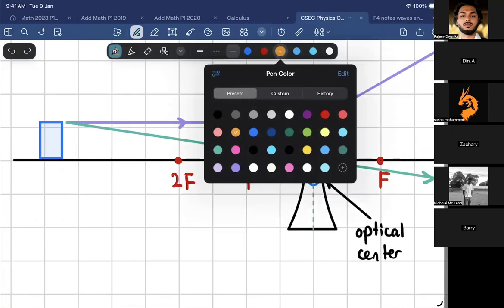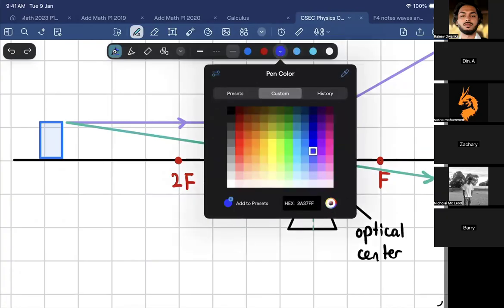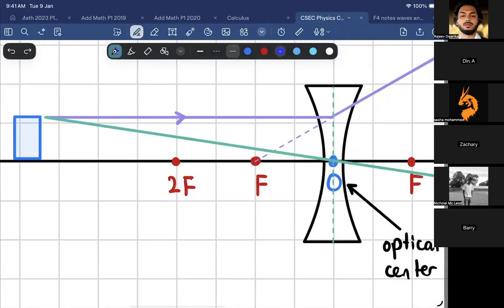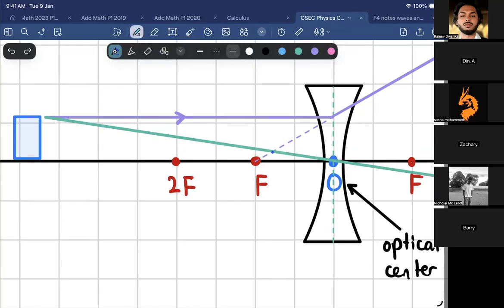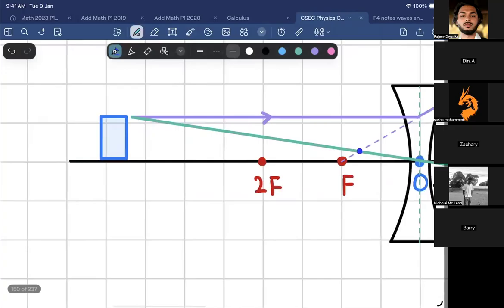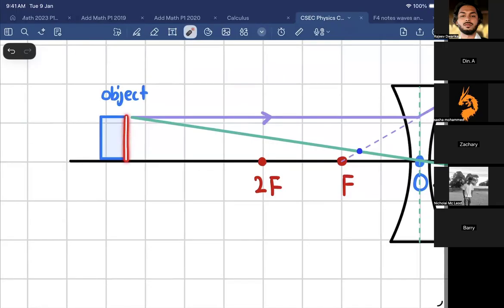Wait, let me find a good color. All right. Could everybody see that behind the lens, you have an intersection over here, the crossing over here? Danelle, Sasha, Zachary, Drew, are you seeing that? Yes, sir. So let me explain what happened. You see this blue box over there? That, my friends, is the object. This is the object's height.